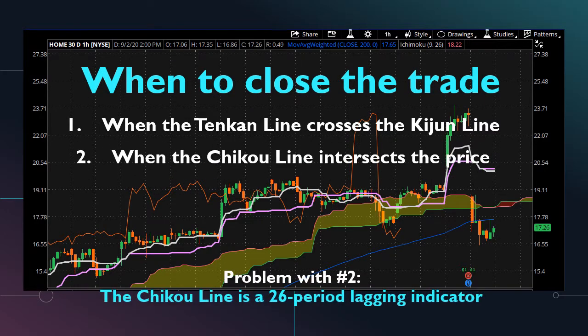One of the greatest challenges for any trader or investor is knowing when to close a trade. Ichimoku Cloud Analysis gives us 2 indicators that can help us with that. The first is when the Tenkan line crosses the Kijun line. The second is when the Chikou line intersects the price. There's just one problem with that. The Chikou line is a 26-period lagging indicator.